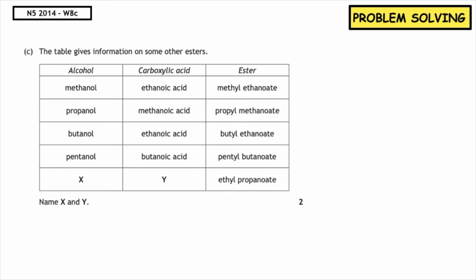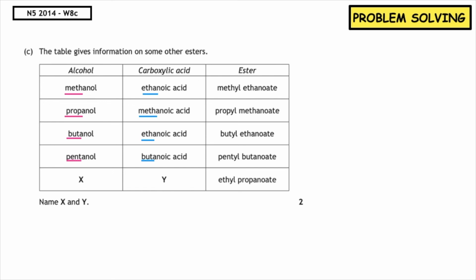This past paper question is from the National 5 2014 written 8C. This table gives information on some other esters. Name X and Y. Now, esters isn't part of the current National 5 course curriculum, however it can be classed as problem solving. What we can see is the first column we have different types of alcohols, the second we've got the carboxylic acid, and the third column we've got the name of the ester.